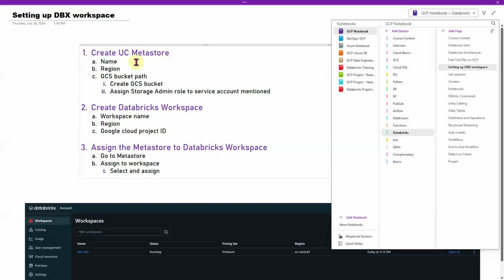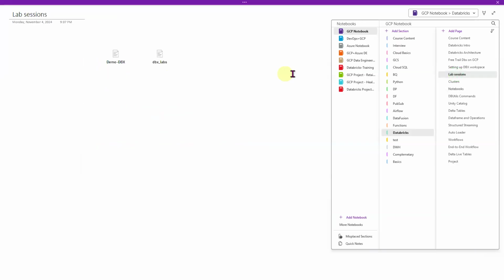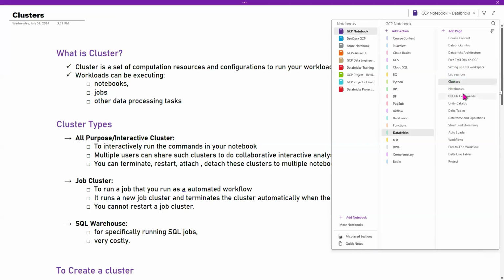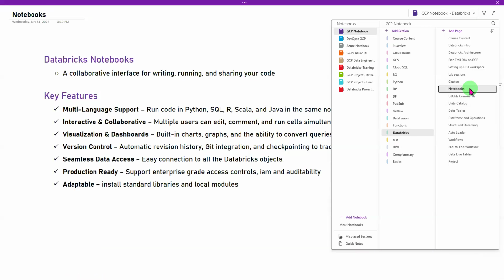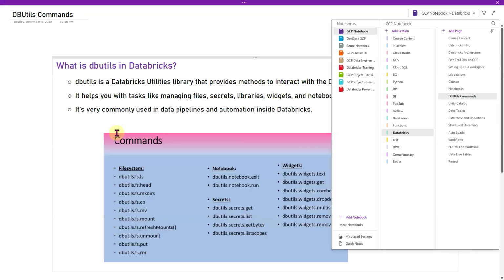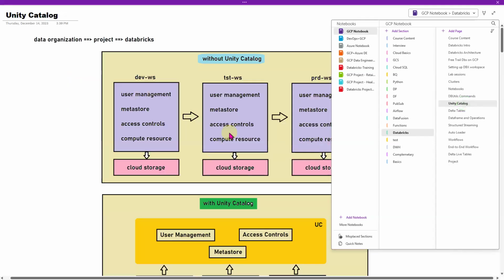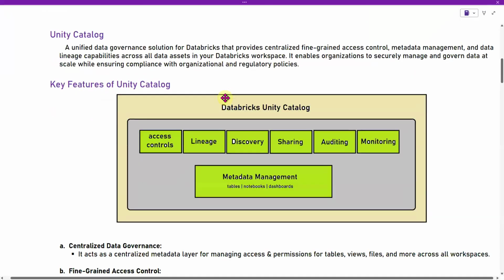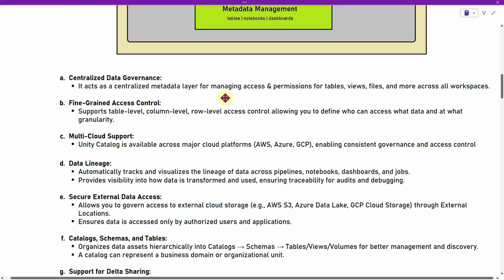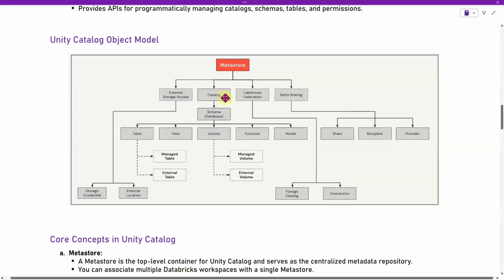What is Unity Catalog Metastore? Creating a workspace, assigning the Metastore to the Databricks workspace. You have lab sessions here. What are clusters? Types of clusters, and how to create a cluster. What is a notebook? The notebook features. DB utility commands. Unity Catalog. What is Unity Catalog? What happens without and with Unity Catalog? Unity Catalog features and the Unity Catalog object model.